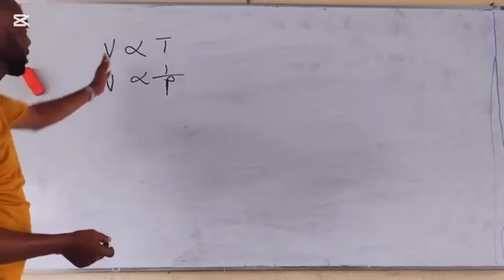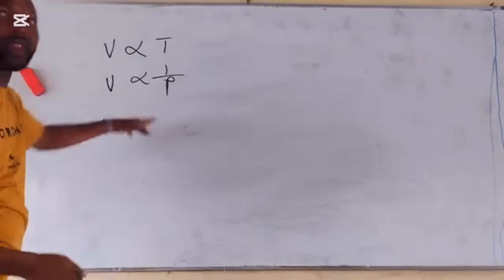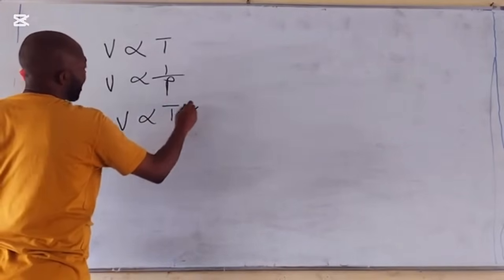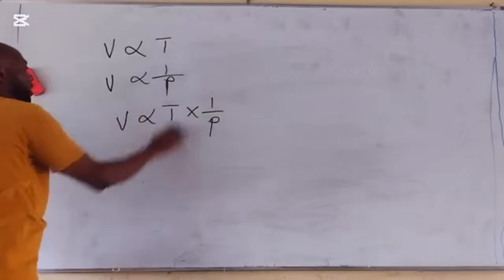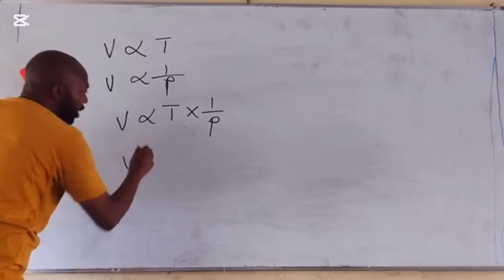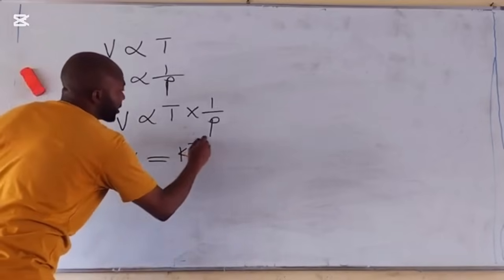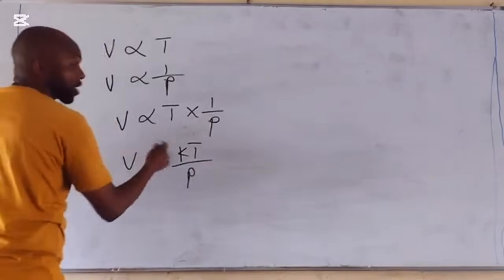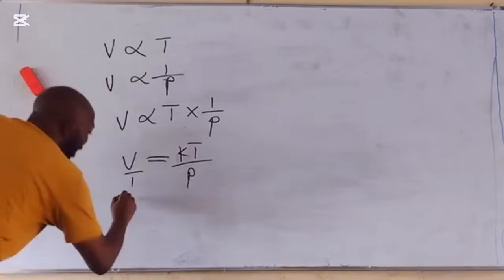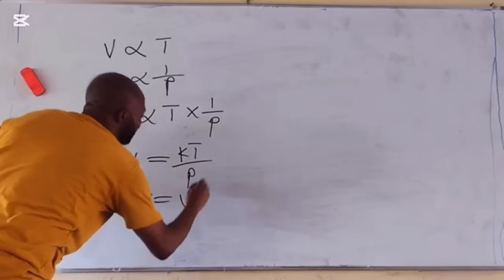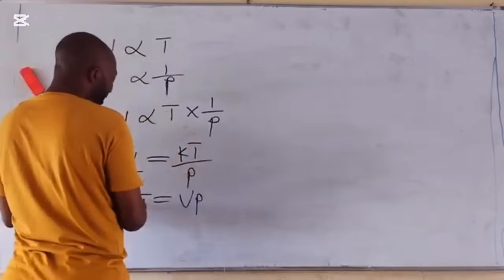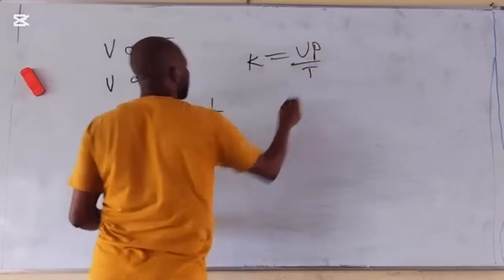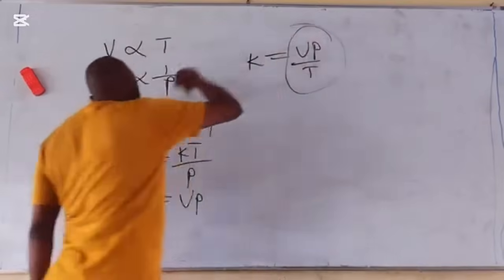Volume is directly proportional to temperature, and volume is inversely proportional to pressure. It therefore means that volume is directly proportional to temperature times 1 over P. If that is true, volume equals K times T times 1 over P. If I make K the subject, I cross multiply, and I have KT equals VP. Now divide both sides by T, so K equals VP over T. This becomes our general gas law.